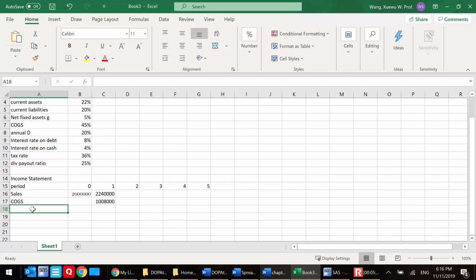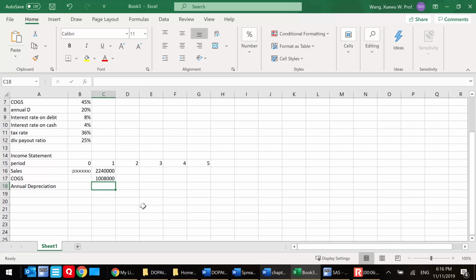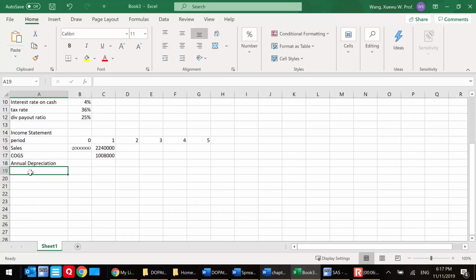And then the next item, so we're looking at the income statement. The next item is annual depreciation. Okay, annual depreciation is the depreciation rate times the average fixed assets at cost. So let me move down to the next item here because I need to find what row I'm going to dedicate to fixed assets at cost. So let me just skip here for a moment.